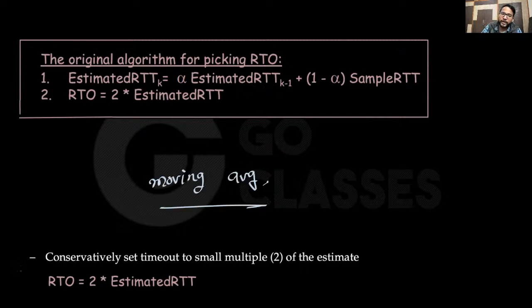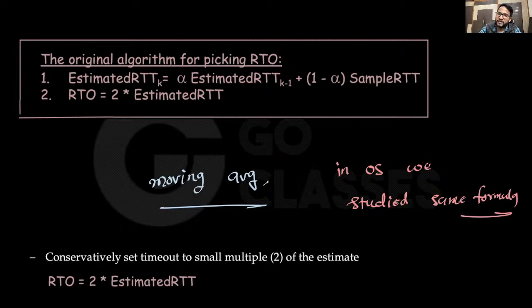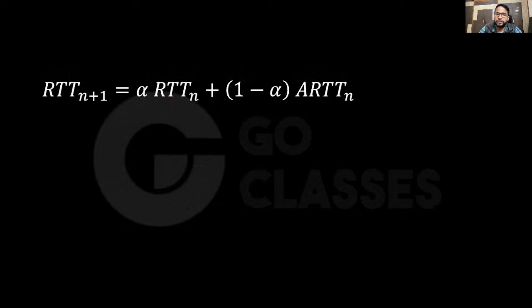This is the same thing that we have studied in shortest job first, right? In operating system also we studied the same formula. There I told you why this formula makes sense. Why is this formula making sense? Because it is giving more weightage to the recent estimation, and less weightage to the previous estimations, depending obviously on the alpha value. Let me show you how it is doing that.